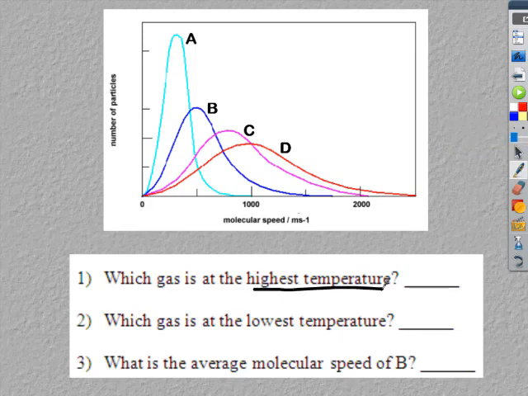So the highest temperature should be the lowest curve, which is D. Notice it's got the highest kinetic energy. Which gas is at the lowest temperature? The lowest temperature is the highest up, so that would be A. And what is the average molecular speed of B? I'm just going to drop a line down at the highest point, and that's around 500 meters per second. You can see this with temperature. You also could have solved this with Graham's rate of effusion.